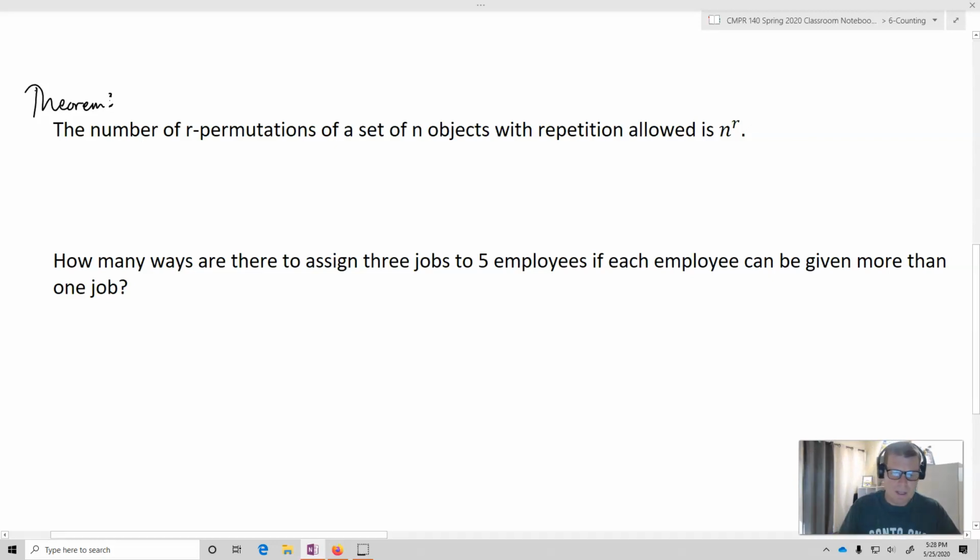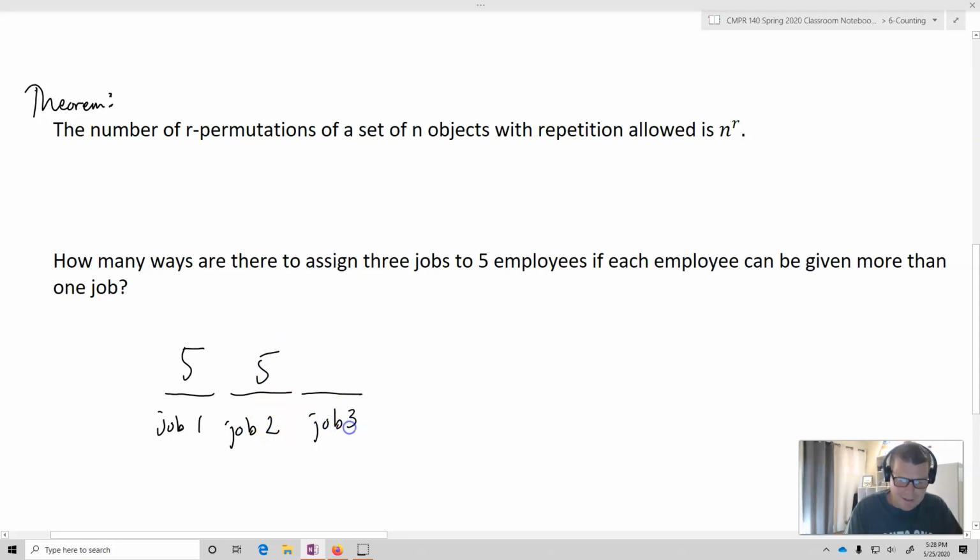So for example, if we say how many ways are there to assign 3 jobs to 5 employees, if each employee can be given more than one job, then we think about we've got these 3 jobs, 1, 2, 3. And for the first job, we can have 5 employees. Now here's the thing. For the second job, we could give it to the same employee. So for job 2, there's actually 5 employees. And for job 3, same deal. That first employee could be given all 3 jobs, either lucky him or unlucky him.